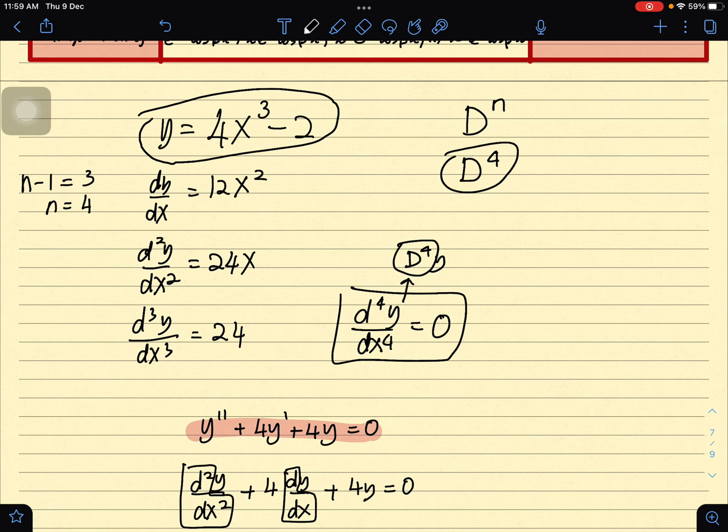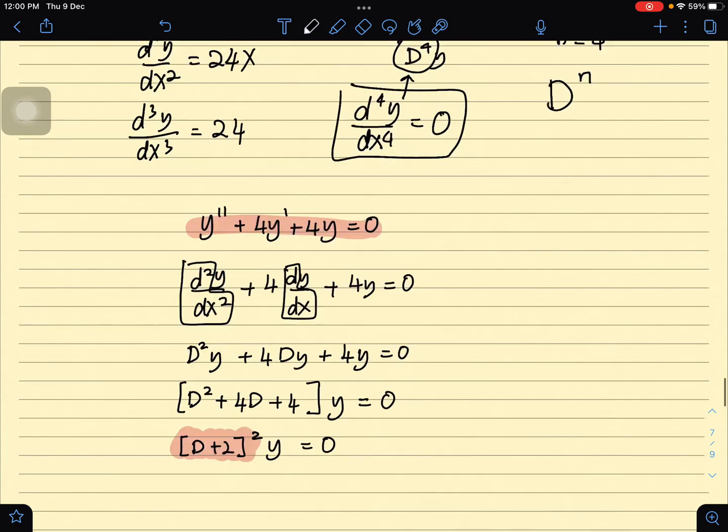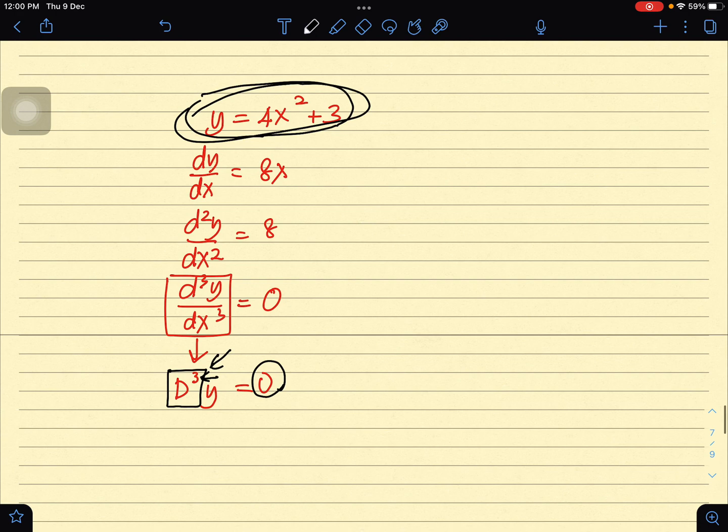Whenever you have a polynomial equation, you find the highest power in your polynomial. This one is always n minus 1, so from this you will get the value of n. Your differential operator is always in the form of d to the power of n. You can see the example that we have done previously. In this polynomial, the highest power is equal to 2. So 2 will always be n minus 1, so n is equal to 3.